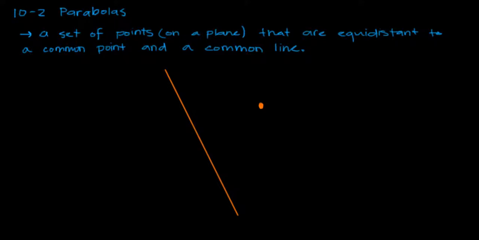Now the easiest point is this one right here. This point, which is perfectly in the middle of the common point and that line. Let's see if we can get that a little bit more exact. Right there. So what we're going to say is that this point here is equidistant to the common point and equidistant to the line. Therefore, this point is on the parabola. And then we can find a couple of others.